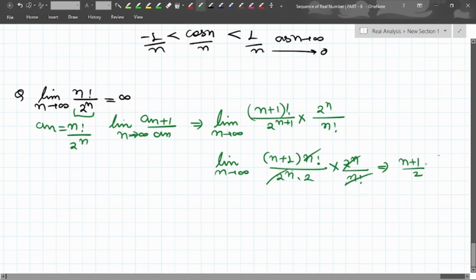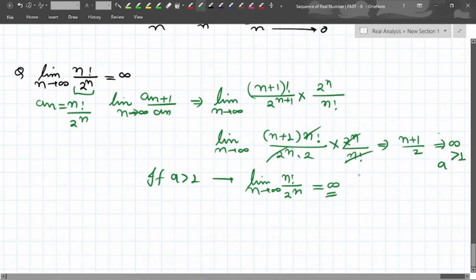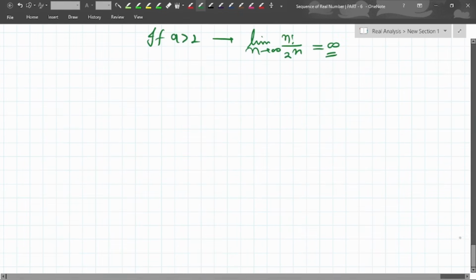And if I take n tending to infinity, this will be greater than 1, so it goes to infinity. Let's say this is my a. If my a is greater than 1, then the limit of an, or limit n tending to infinity of n factorial over 2 power n, is infinity only. It will not be finite. So this is the case here, and this is all about the limiting case. Let's say one more example here.